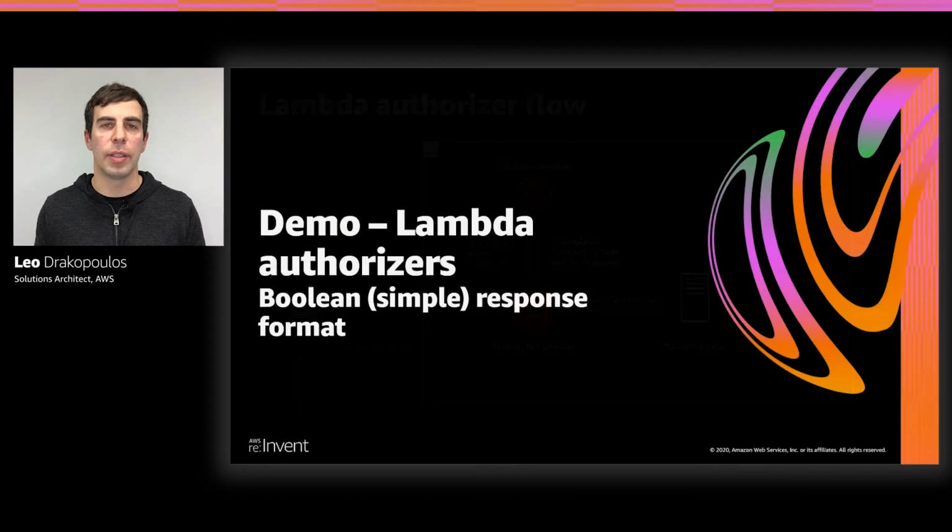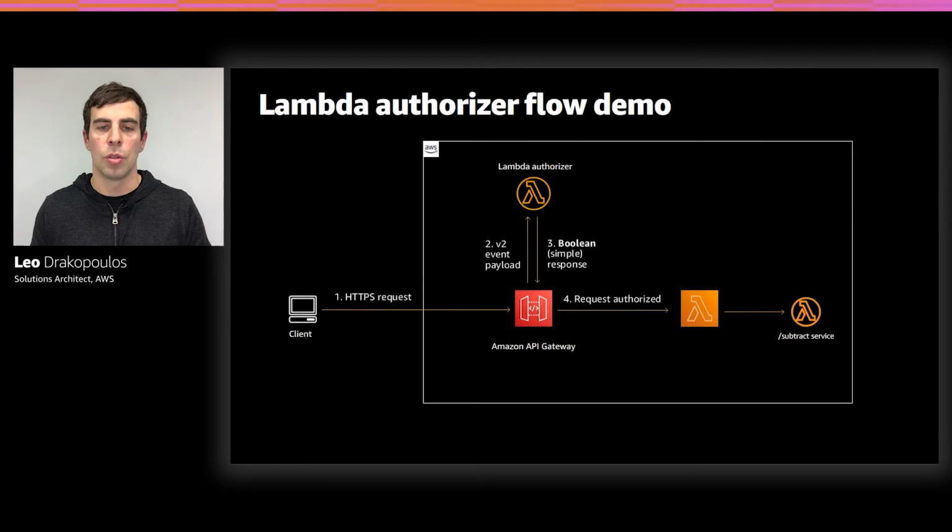So now let's have a look at the demo, and let's introduce the demo first. In the demo you will see immediately after, I will first give the Lambda authorizer a version 2 event payload. I'm gonna get back a Boolean response. And instead again of using an arbitrary backend service, I'm just gonna use a Lambda function that subtracts two numbers. So let's have a look in this demo.